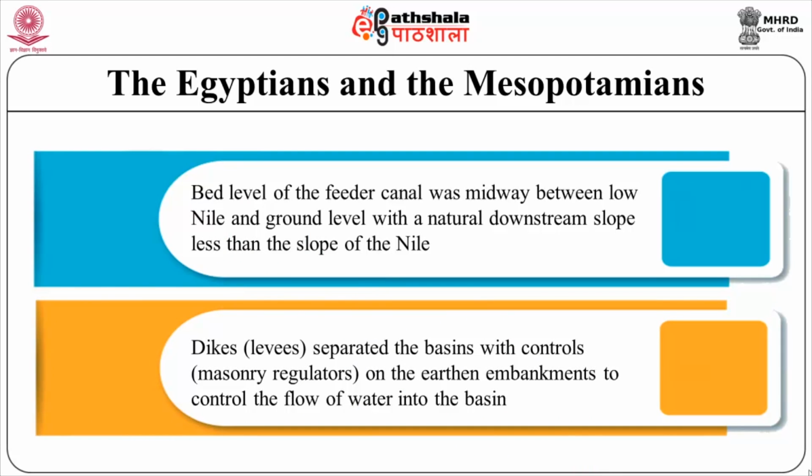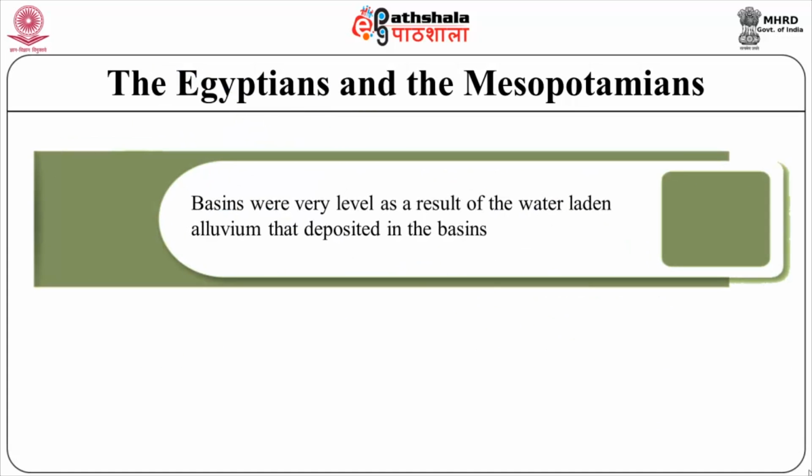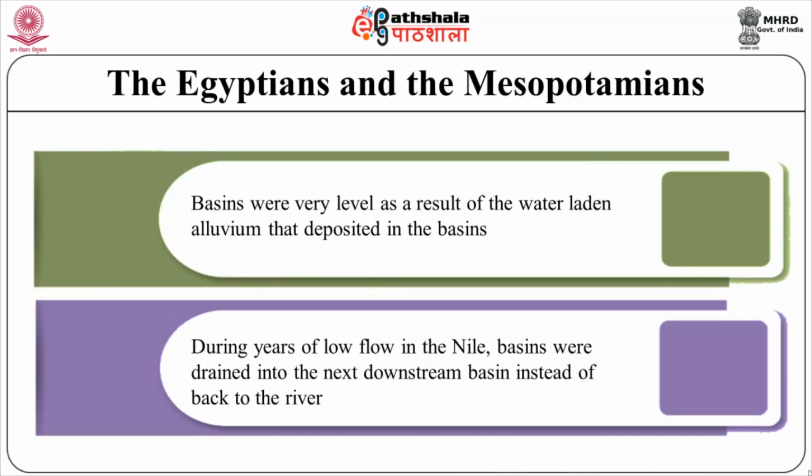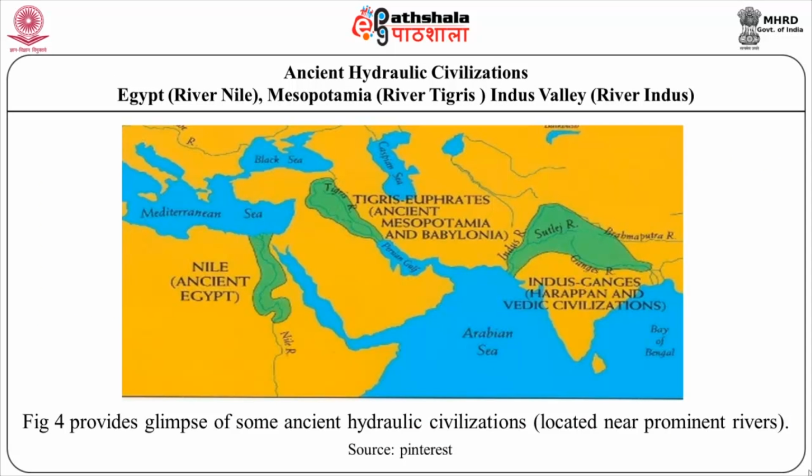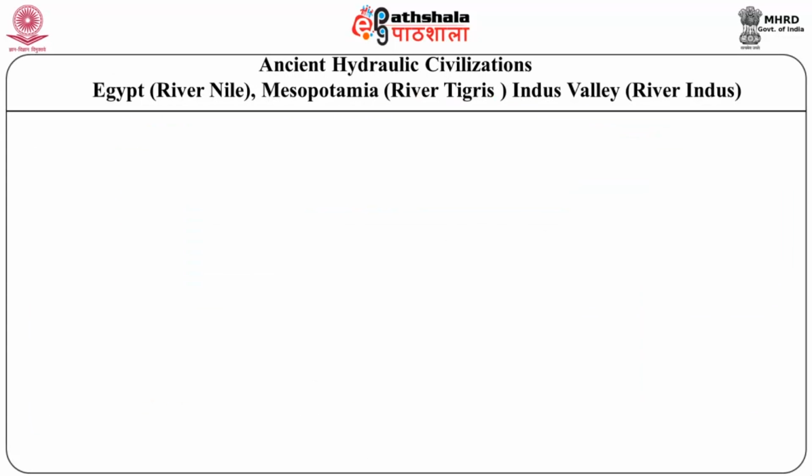Dikes, that is levees, separated the basins, with control machinery regulating the earthen embankment to control the flow of water into the basin. The basins were very level as a result of the water-laden alluvium deposited on them. During the years of low flow in the Nile, basins were drained into the next downstream basin instead of back to the river. Figure 4 provides a glimpse of some ancient hydraulic civilizations located near prominent rivers.